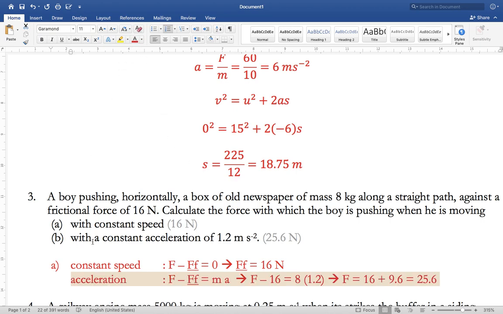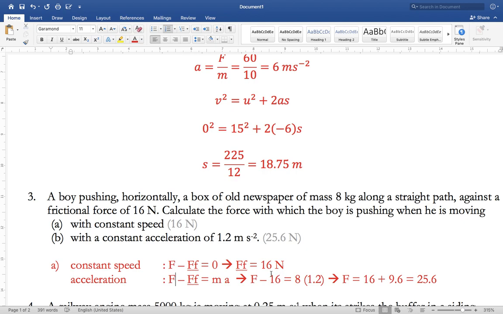Yes. If they have acceleration, the formula is not the same as before. So force minus frictional force equals mass times acceleration. If we substitute these numbers: force minus 16, where 16 is the frictional force, equals 8, which is the mass, times 1.2, which is the acceleration.